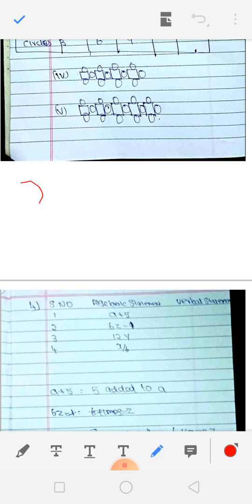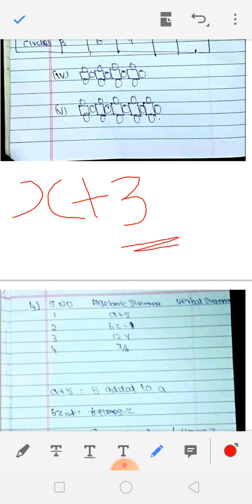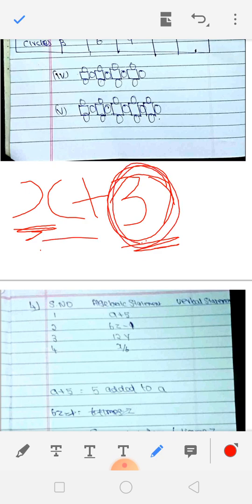just try this one. x plus 3, this is an equation. How am I supposed to write the verbal format? This 3 is added to this x, okay? Because we don't know the x value, we are going to add this 3 to x. So in verbal format: 3 added to x.